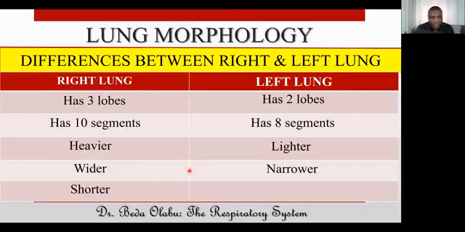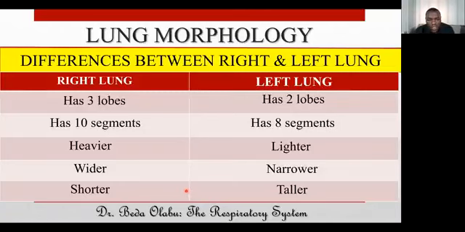However, the right lung is shorter than the left lung. Why is the right lung shorter than the left lung? The right lung is shorter than the left lung because of the dome of the diaphragm. The right dome of the diaphragm is at a higher level than the left dome of the diaphragm. And this is because of the liver. The liver extends at a higher level horizontally compared to the stomach. The liver is on the right, the stomach is on the left.